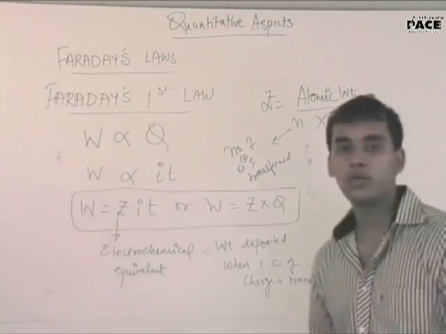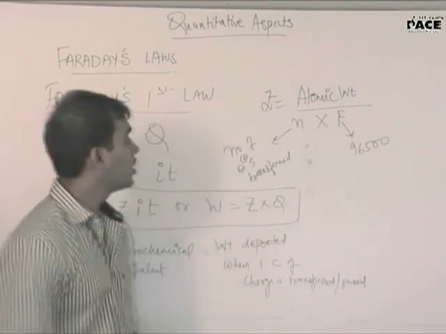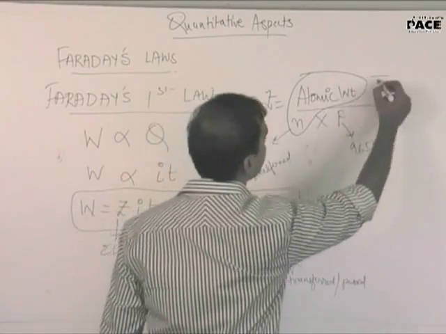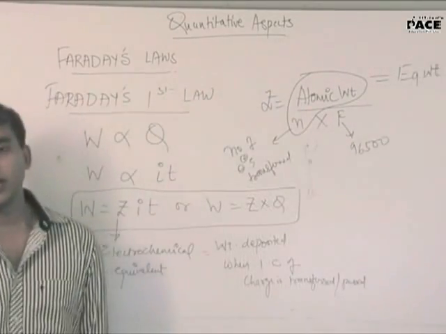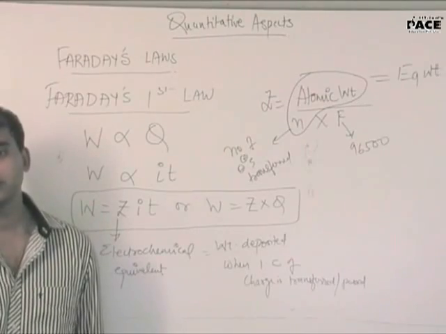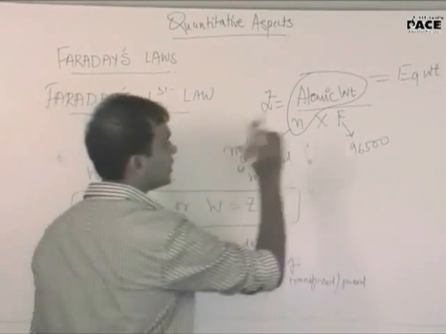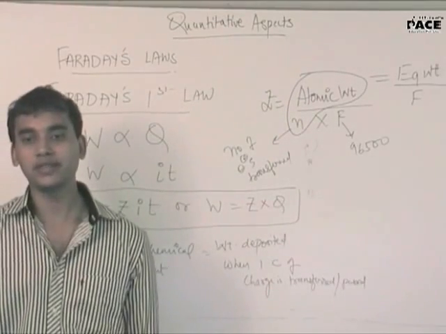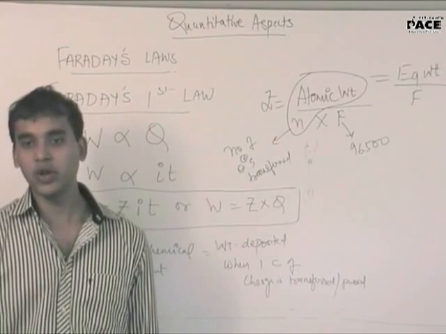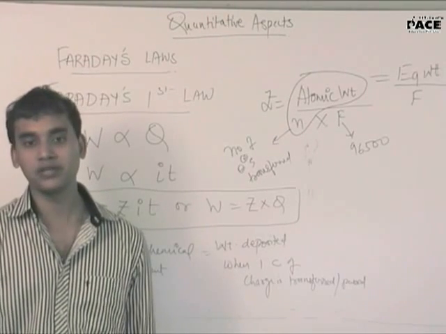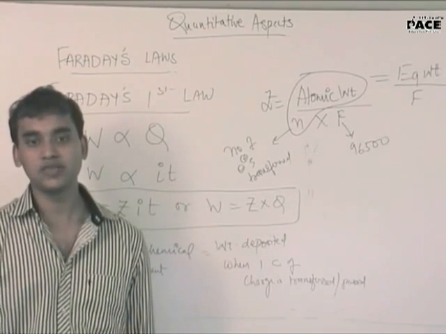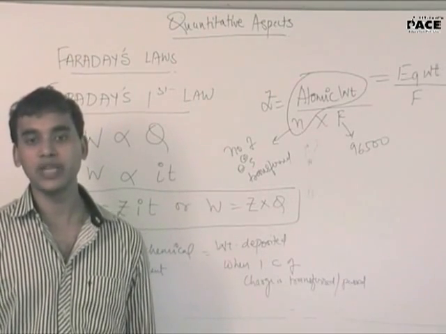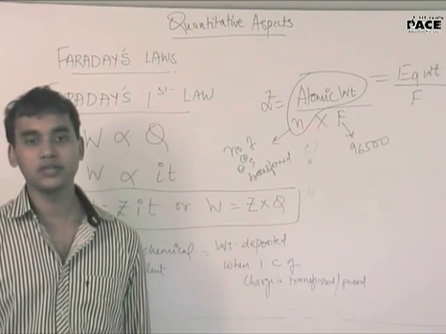Clear? One more thing. Stop writing. If I say, what is this thing? Can I say this as equivalent weight, atomic weight divided by n factor? So I can also say Z is nothing but equivalent weight by F. How do you define the n factor? The change in oxidation number. And what is the change in oxidation number? The number of electrons that is transferred. That is same as n. So if I divide the atomic weight by n, that is equivalent to saying it is the equivalent weight.